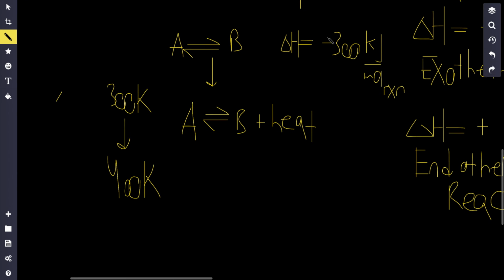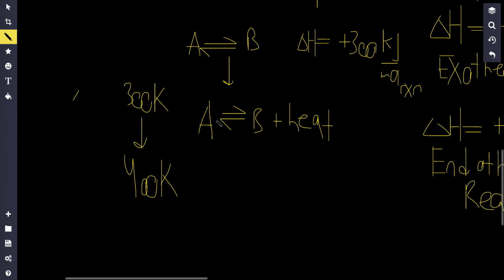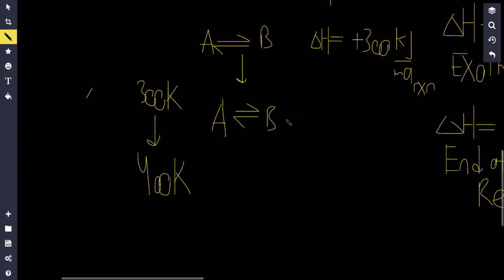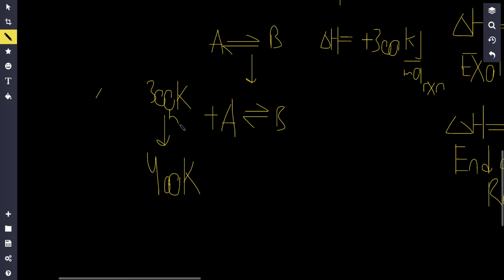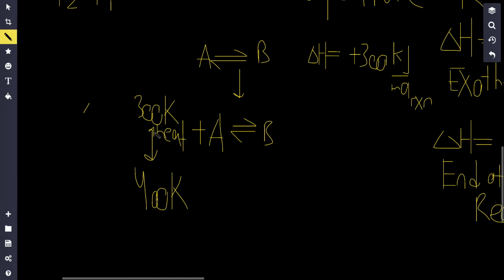And likewise, if my delta H was positive, that would imply the opposite. That means I would have a plus heat at the front, right? Because it's absorbing heat. So if I increase the temperature, I'm increasing the amount of heat. My reaction will shift to the right in this case.